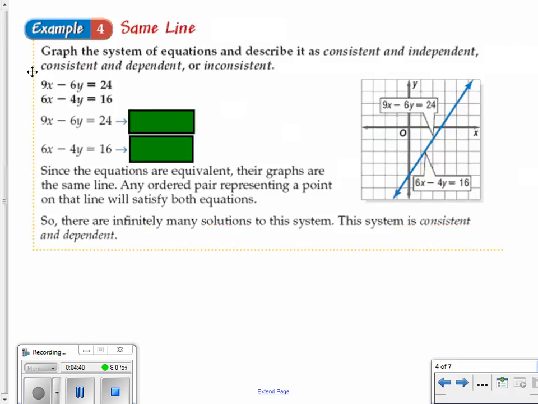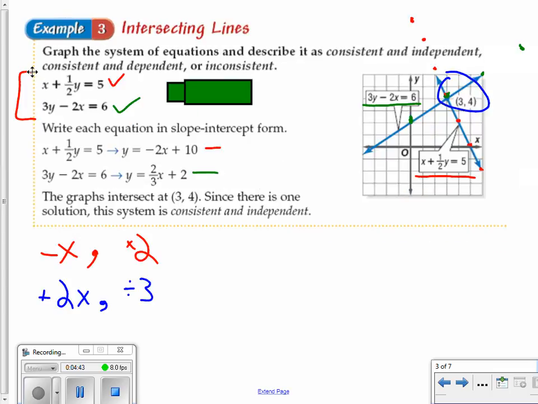It's our solution. Before I go on, because we know that they intersected at one spot and one spot only, we would call it a consistent and independent system. Consistent because it has a solution. Independent because they are different lines. They're independent of each other.